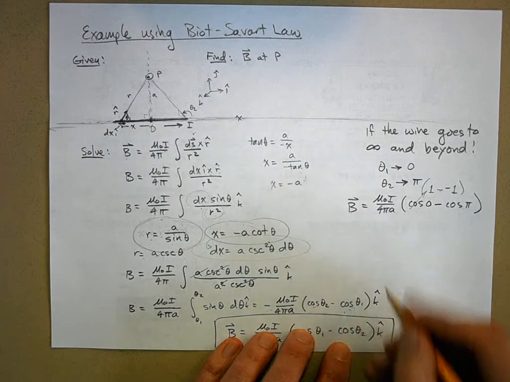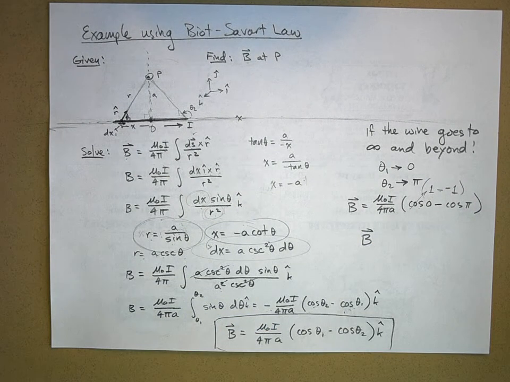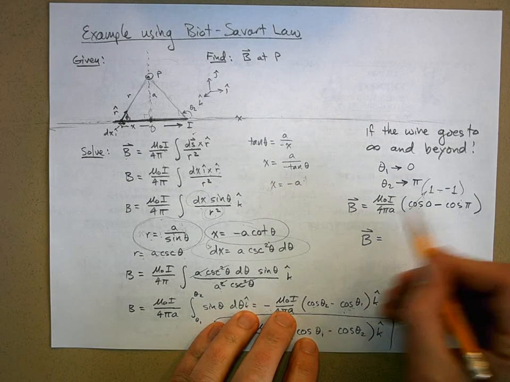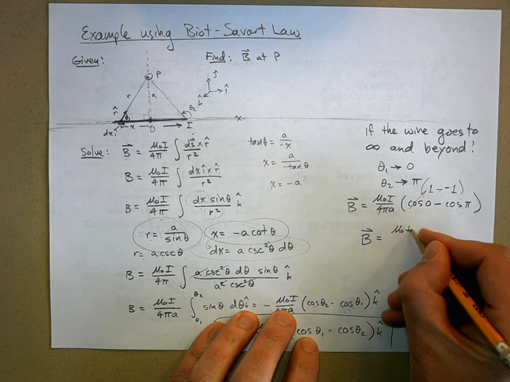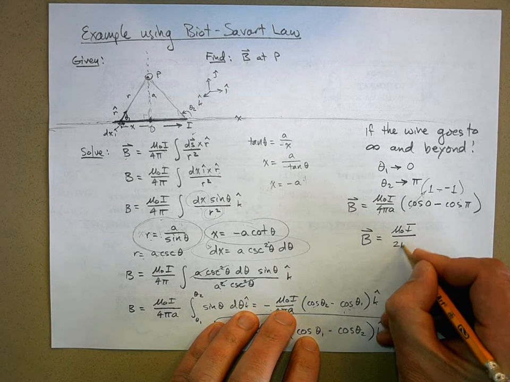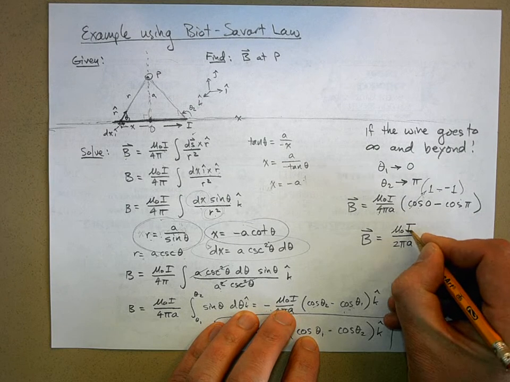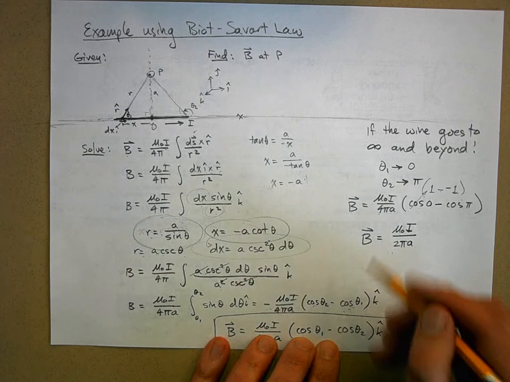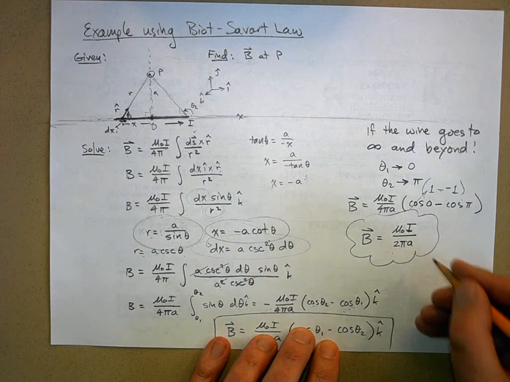2. So we get a very important result. That's why I'm spending so much time on this one example. A very, very important result that we're going to use over and over again, and you need to memorize this equation. This is 2. Cancels with the 4. Mu naught I over 2 pi A. If you have a really, really, really long wire and you want to measure the magnetic field, this is the equation you're going to use. So this is the magnetic field for a long wire.